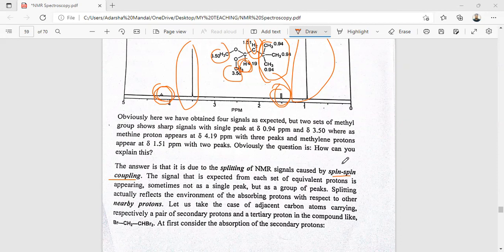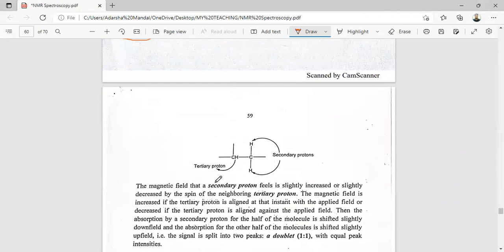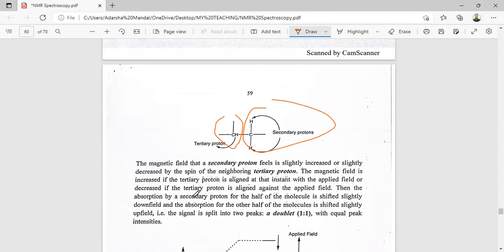So let us take the case of adjacent carbon atoms carrying respectively a pair of secondary protons and a tertiary proton, in a compound like BrCH2CHBr2. First, consider the absorption of the secondary protons. So this is the tertiary proton and this is the secondary protons. The magnetic field of the secondary protons is slightly increased or slightly decreased by the spin of the neighboring tertiary proton.